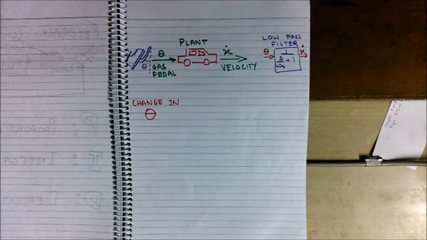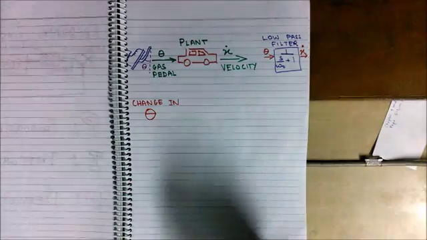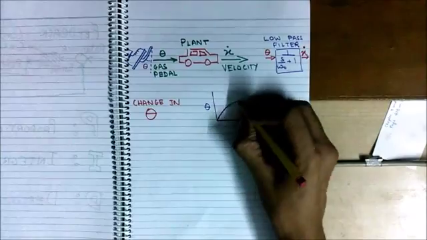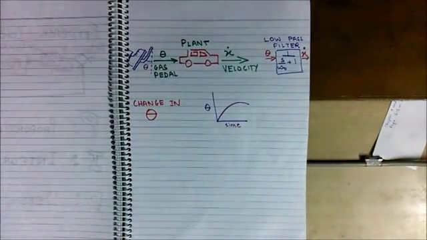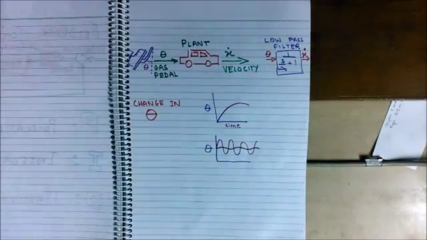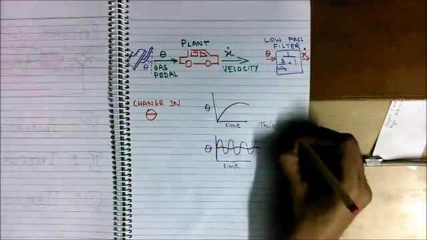Let's say the car is moving at constant velocity. Now, if we change the angle, the speed will increase a little bit. If we change theta at high frequency, the velocity won't get enough time to change. Hence, only low frequency input is allowed to pass.